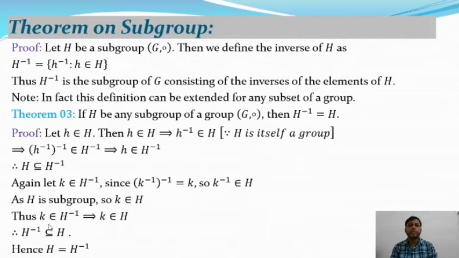So now combining these two, that means H is a subset of H inverse and H inverse is a subset of H, we get H is equal to H inverse. So hence the proof of the third theorem on subgroup.